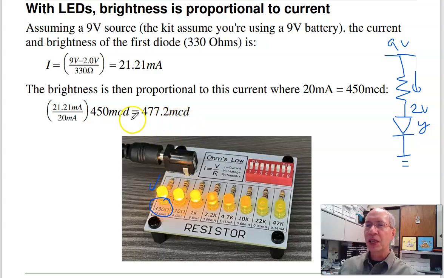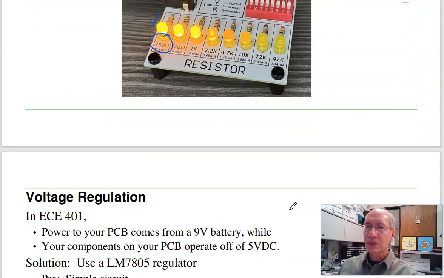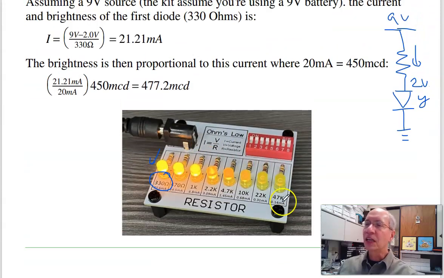Double the resistor, I get half the current, half the brightness. You can see, as R goes up, the LED gets dimmer. So with LEDs, I can basically control the brightness by controlling the current.